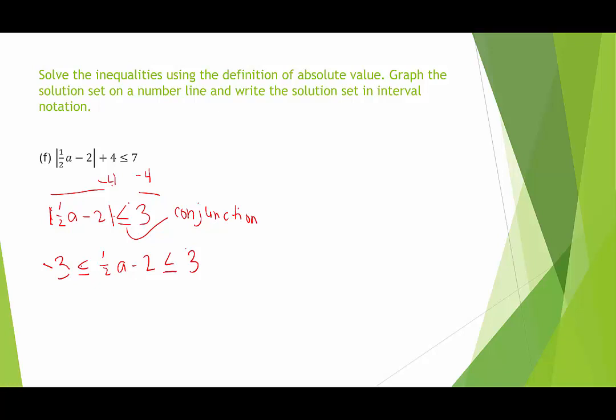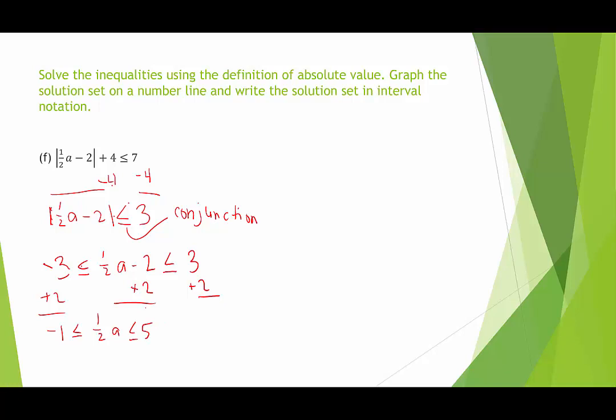Now we want to get a isolated in the middle. So first I'm going to add 2 to the 3 parts, the left, the middle, which I already did, and the right. -3 plus 2 is -1, so we have -1 is less than or equal to 1/2 times a, which is less than or equal to 5.